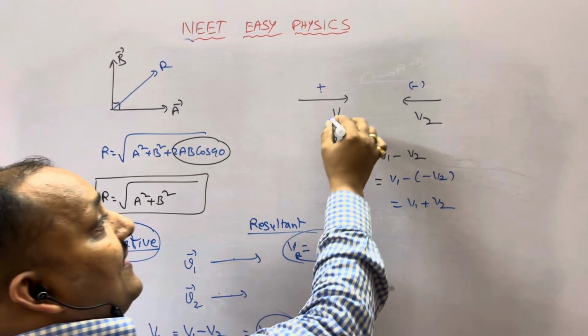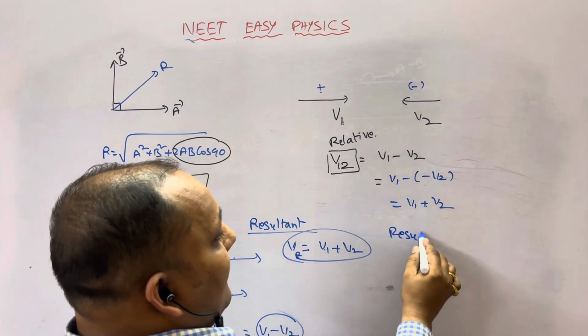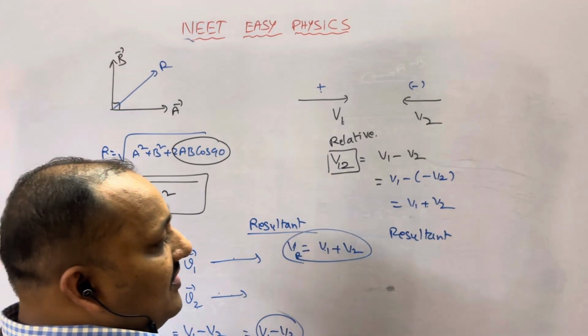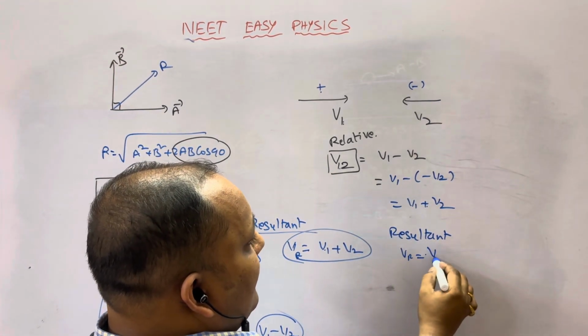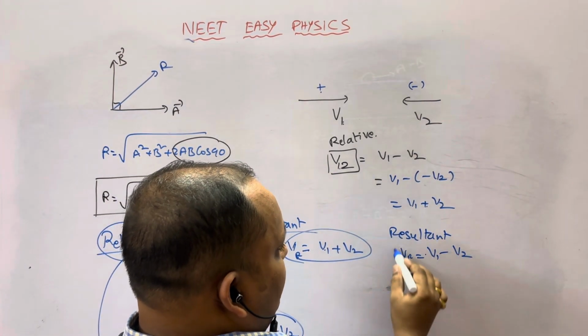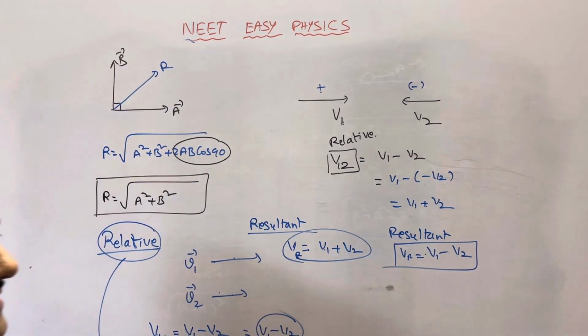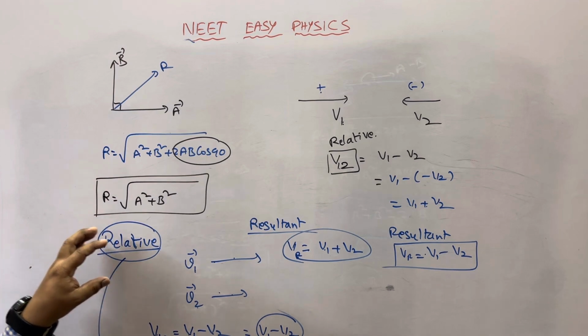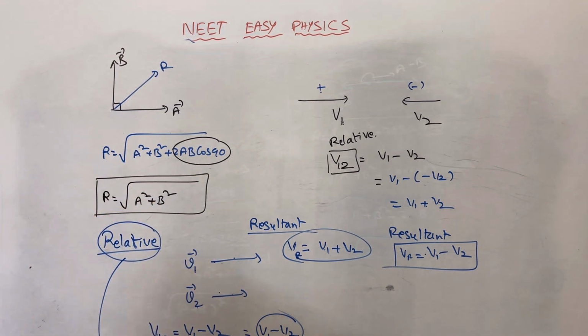So if you want to find resultant velocity, whenever both are in opposite direction, what I told you to do, resultant velocity is nothing but v1 minus v2. So a small observation, a small confusion will be there whenever we are finding resultant and relative. Relative velocity means we should always write v1 minus v2 or v2 minus v1. This is the velocity of the second object with respect to the first object, or the velocity of the first object with respect to the second object.